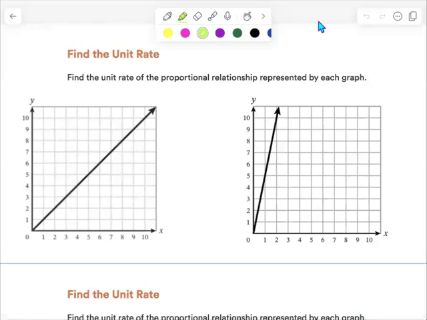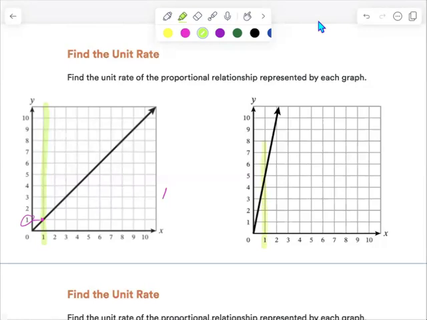So if I highlight that line right here, just like we did yesterday, we can then go find where the line meets that value of 1. Little point right there for x. And if I go to the left, we would say that the unit rate for this first graph would be 1. And then similarly for the second one, again, here's that x value of 1.